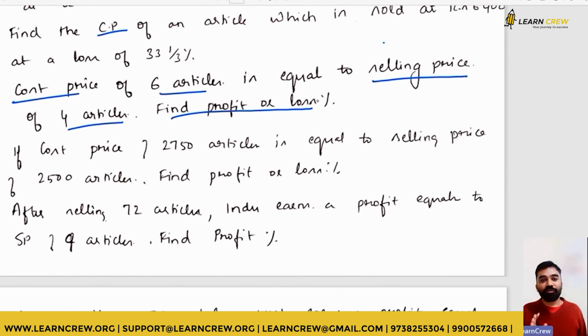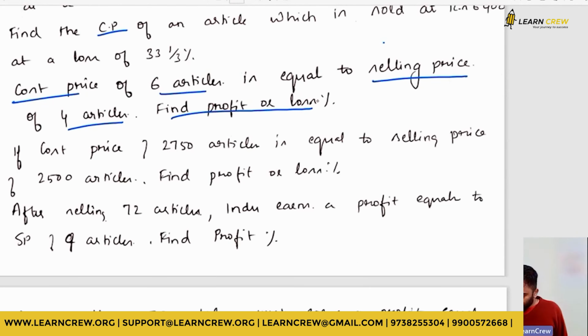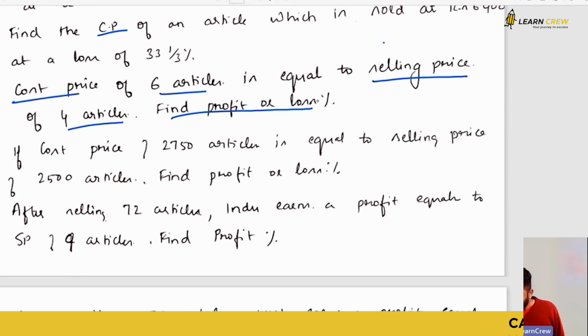Upcoming, all the questions are going to be the same type until which question? Until question number 13. All are going to be the same.